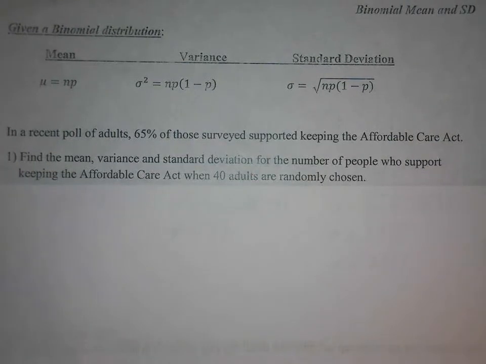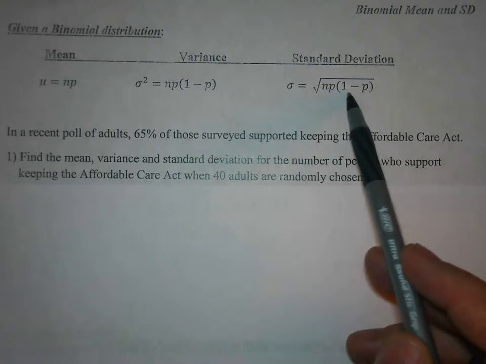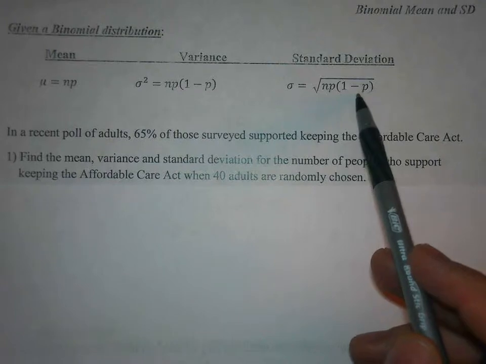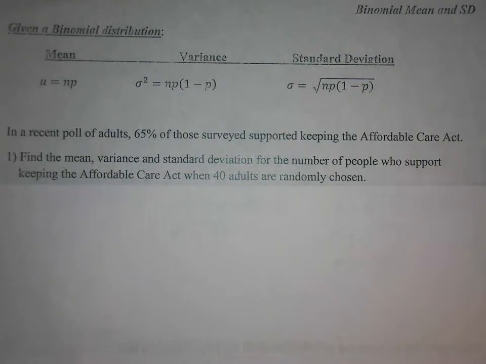Remember that n is the number of people that you select. P is the probability of a success, whatever you define as a success. And Q is the same as 1 minus P, which will be the probability of failure.